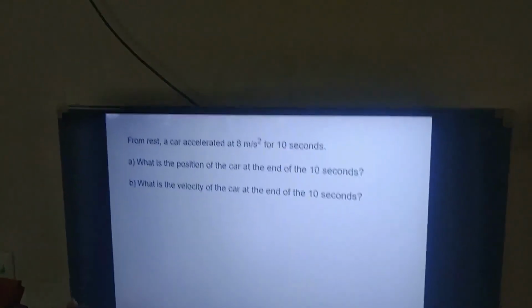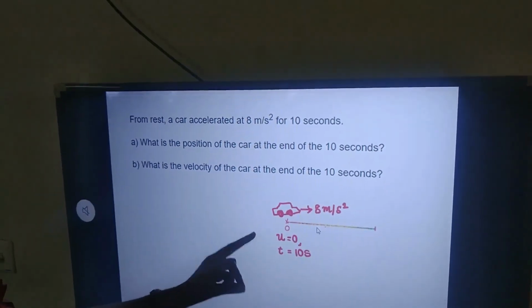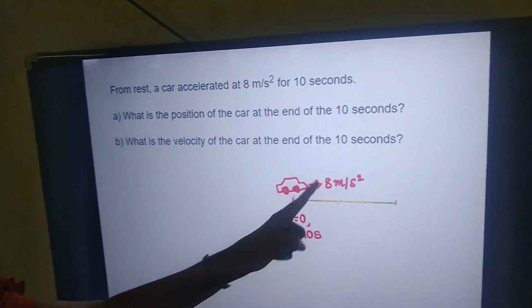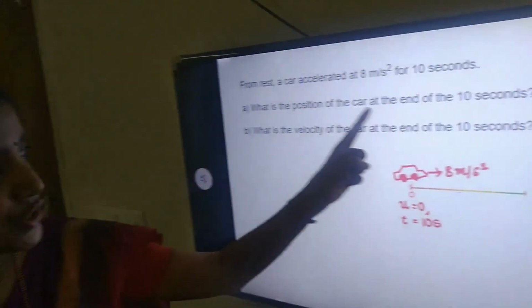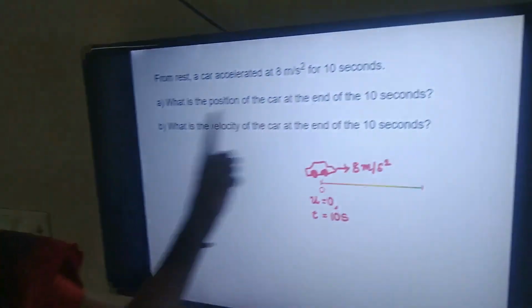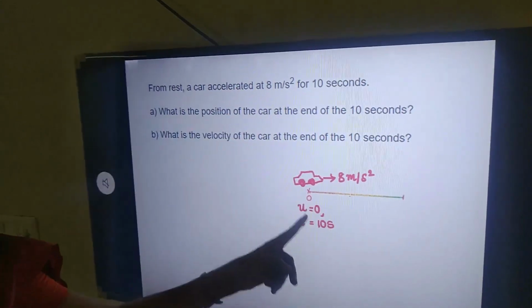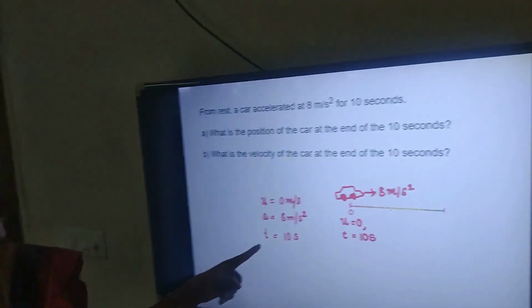Okay, let's have a look at the numericals on this topic. Here comes a car starting from rest, that means initial velocity is 0, accelerating at the rate of 8 meters per second square for 10 seconds. Then we are asked to find the position of the car at the end of 10 seconds. Position of the car means how far is the car from the starting position. u given, t given, a given. We can take the second equation of motion.